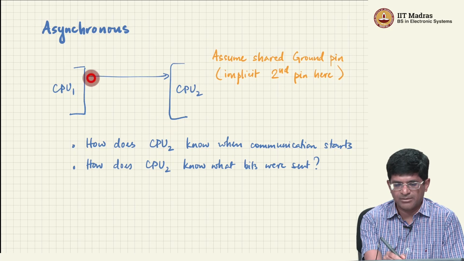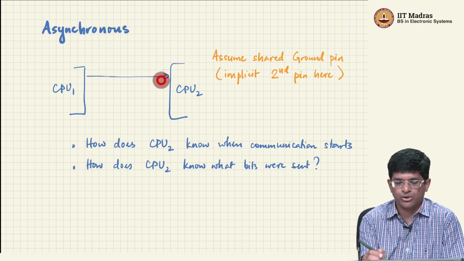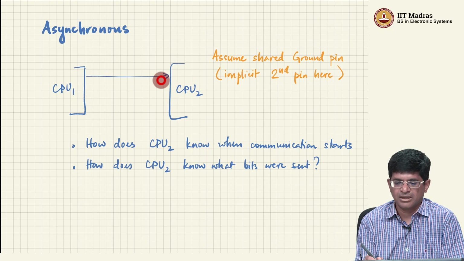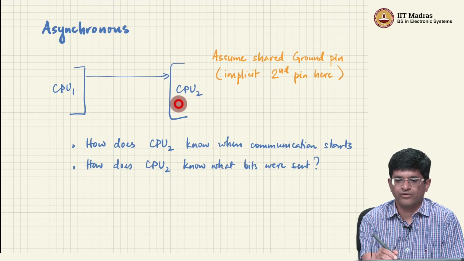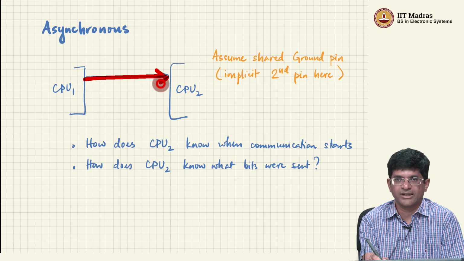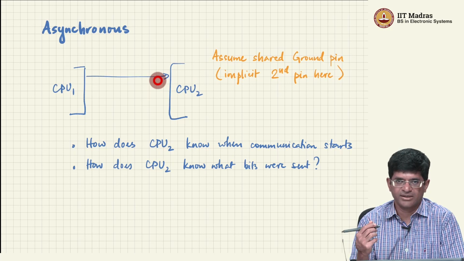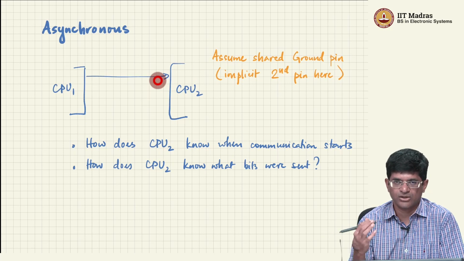So now I am trying to send data from CPU 1 to CPU 2. There are two problems that I need to solve. One is, how does CPU 2 even know when data has started coming in on this wire? It has to be able to look at the voltage on that wire and sense whether this is new data or just nothing, meaning CPU 1 is not trying to send data.